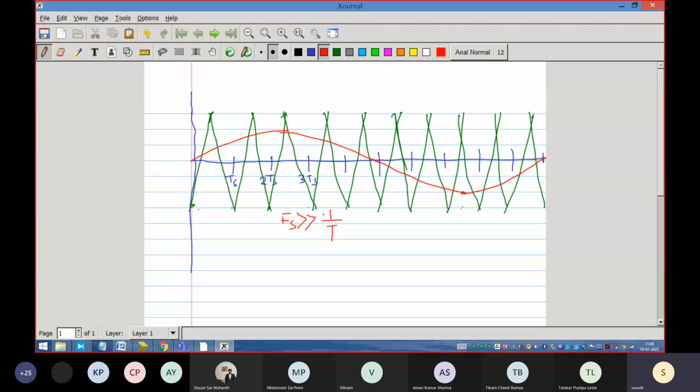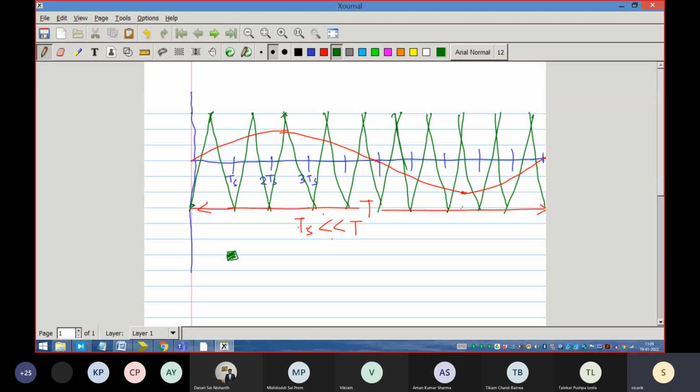1 by T is the period of the sinusoid that you are trying to generate. This is the T. So this is what is the switching period. TS is very much less than T. T is the period of the modulating waveform. This is called the carrier waveform. The green one is called the carrier waveform.